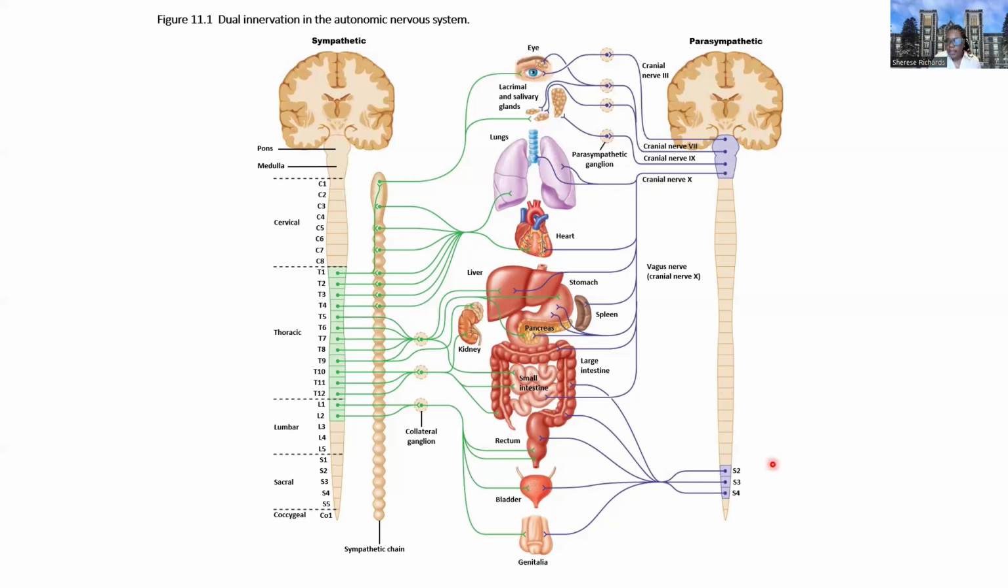We also can look at the distal portion of the spinal cord, the sacral segment, which is S2, S3, S4. That is also going to give rise to parasympathetic fibers that go to some areas of the intestines, go to the bladder and rectum, and then go to the genitalia. So the pelvic organs will get their parasympathetic innervation from the S2 to S4 segment of the spinal cord.